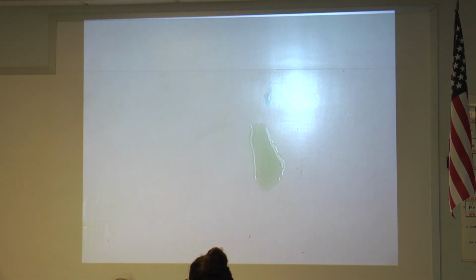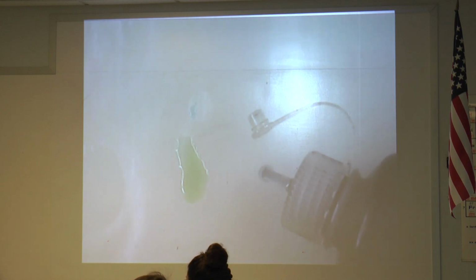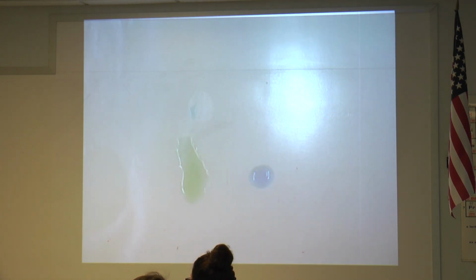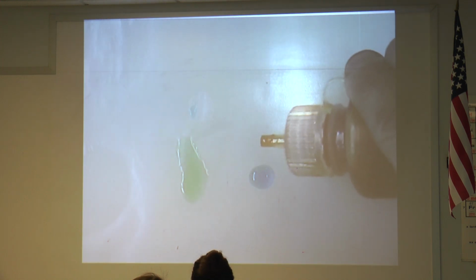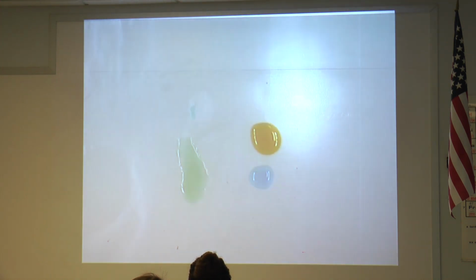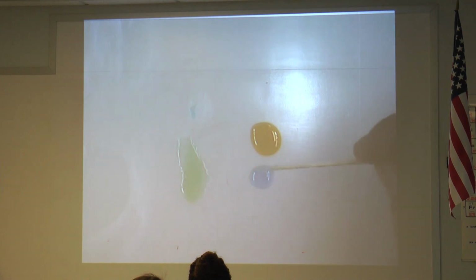So let's do the same thing with water and oil this time. Go all the way over to the side. What's going to happen with water and oil? They shouldn't mix, right? They should stay separate, because the water would much rather attract to itself than have to be mixed in amongst the non-polar oil molecules. So here we go with some oil. All right, let's see what happens here.